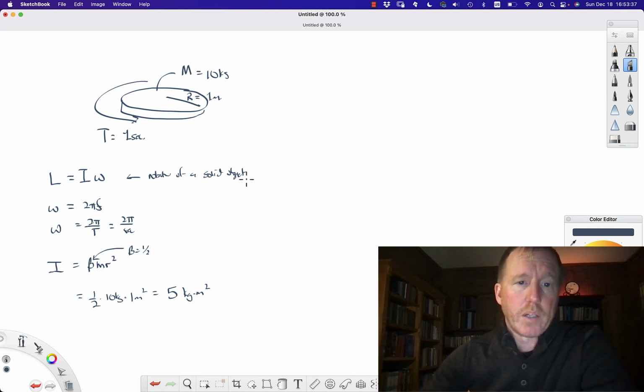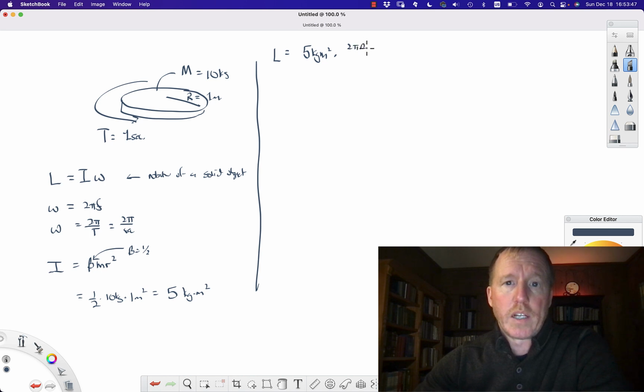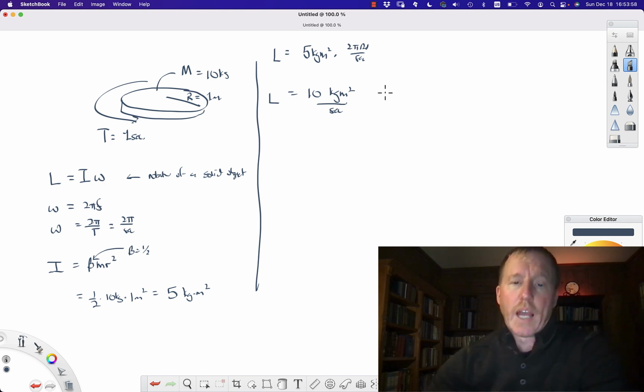And so we can plug these in to find out that its angular momentum when it starts is going to be 5 kilograms meters squared times 2 pi radians per second. And so we have 10 pi kilograms meters squared per second are the units of the angular momentum. Then we're asked to find the torque that needs to be applied to it in order to bring it to a rest in 5 seconds.